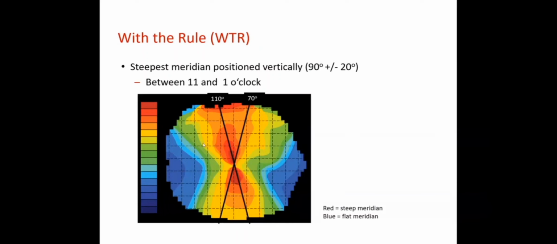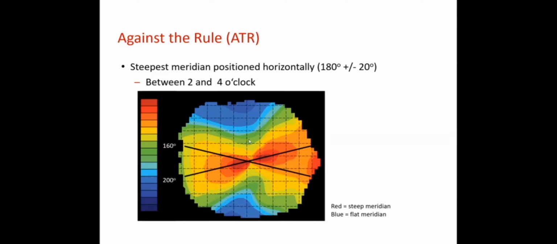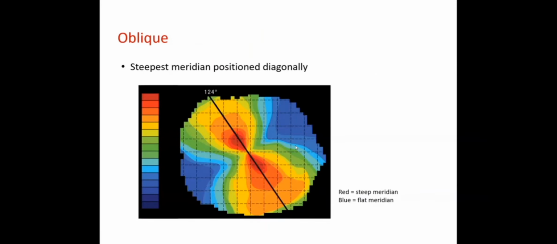If you look at the topographic map, the hot colors are usually the red, and the cold colors are the blue. If you see a bow tie shape with the hot in the vertical meridian, then this is with the rule, because the steep axis is on the vertical side of the cornea. Against the rule astigmatism is when the bow tie is horizontal, so the steep meridian is on the horizontal.